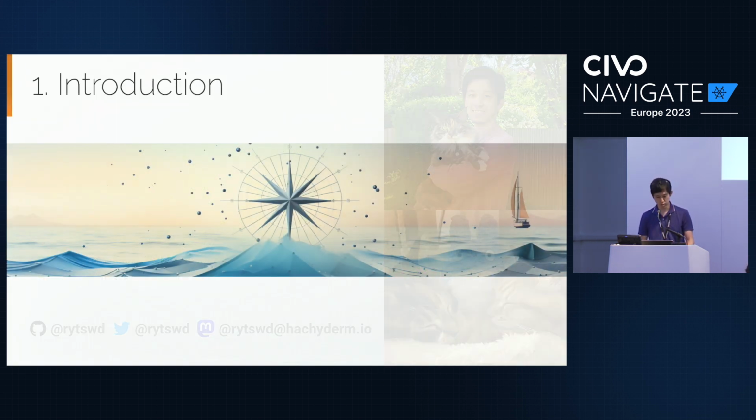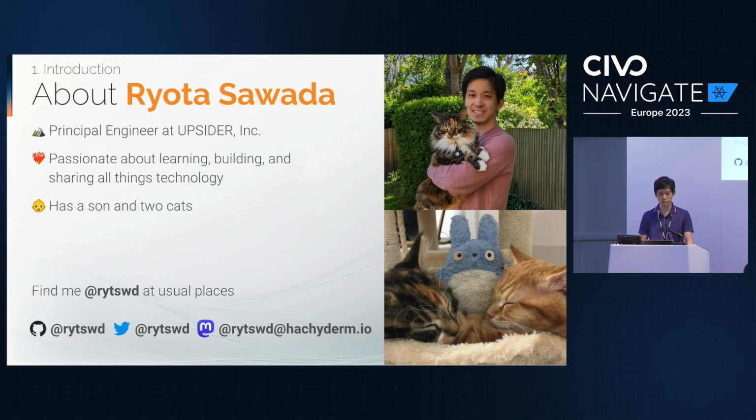So with that, a quick introduction of myself. I'm Ryota, and I'm a principal engineer at Upsider, and I'm passionate about learning, building, and sharing all things technology, and that's why I'm here. I have a son and 2 cats, and you can see quite a few cat images in my slides, I guess, and the picture on the bottom right corner is what I use basically everywhere. So if you see that, that's my cat and my profile. And you can find me at the usual places with RYTSWD, which is my name without vowels.